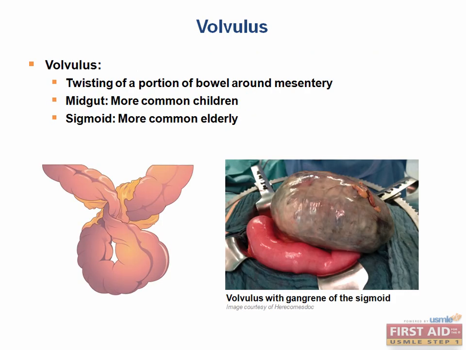Volvulus is a twisting of a portion of bowel around its mesentery, which you can see here. It's usually at the cecum or sigmoid colon. Volvulus can cause obstruction or infarction and is most common in the elderly. Here we can also see a volvulus with gangrene of the sigmoid.